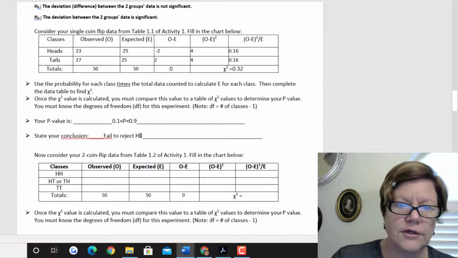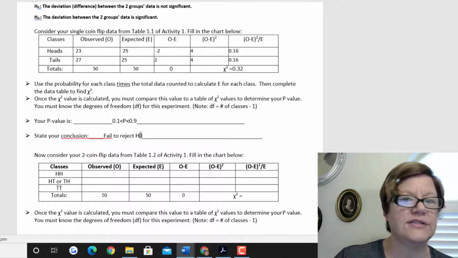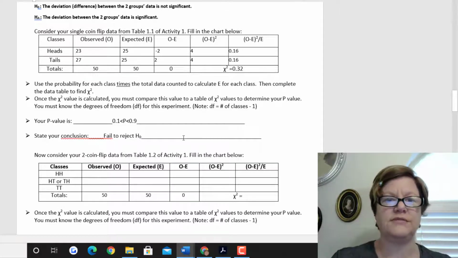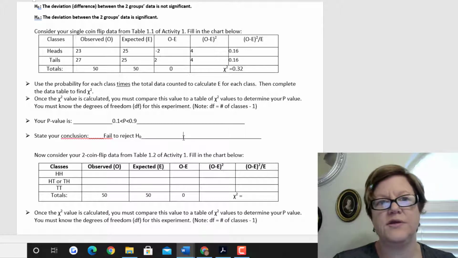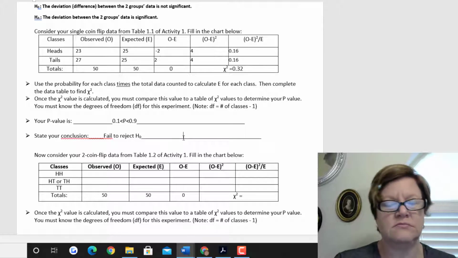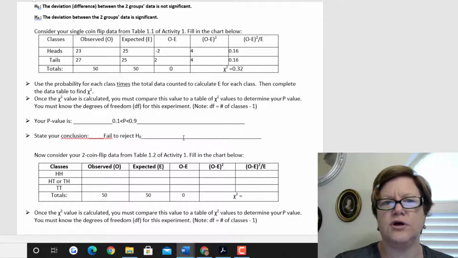Like I said, H null said that there was no significant difference between the two groups of data. So for our data, what we observed is not significantly different than what we expected. So chance, the coin flipping, matched the expected data within a reasonable expectation, within a little bit of error. The amount of error is just small and acceptable.